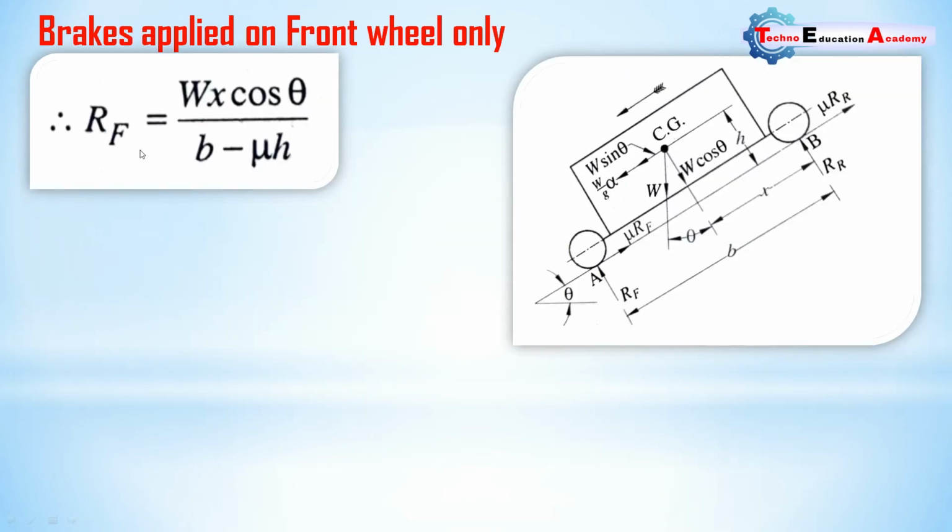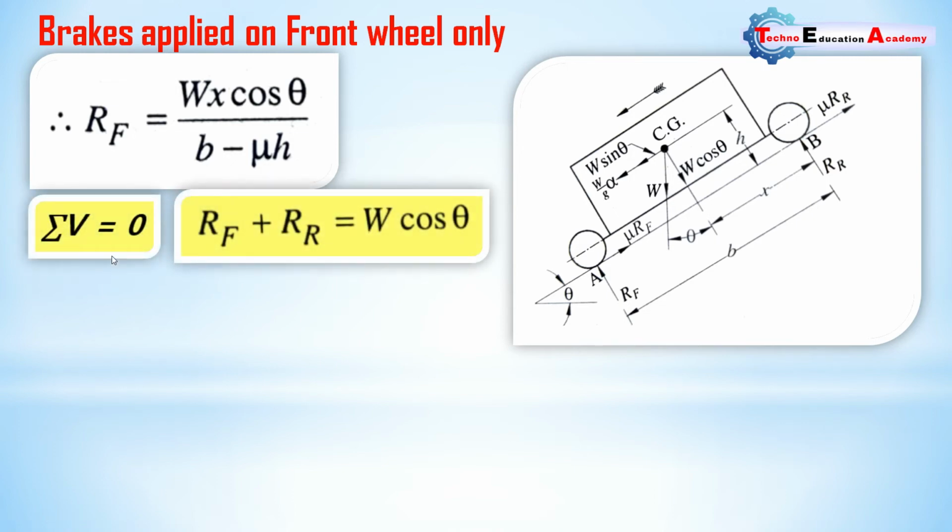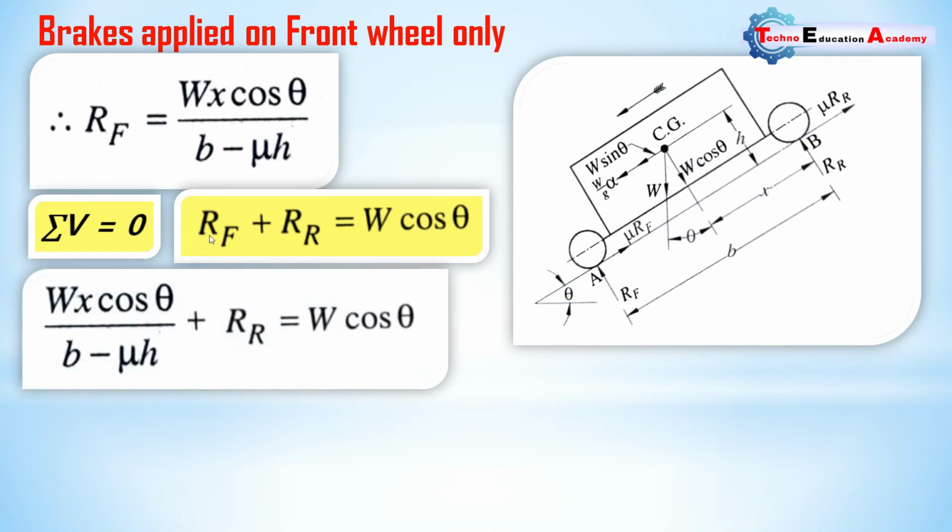So we are getting the equation of Rf, the reaction force at the front wheel, equal to Wx cos theta upon b minus mu h in the previous slide. But we know that sigma vertical equal to Rf plus Rr equal to W cos theta. So here we put the value of Rf, and we are getting the equation of Rr. So Rf equal to Wx cos theta upon b minus mu h. Put the value of Rf in the equation of sigma vertical.